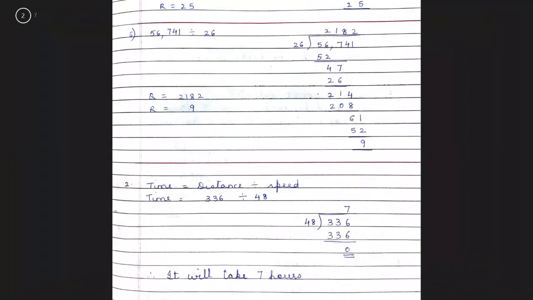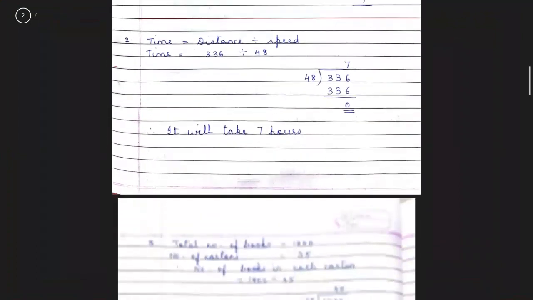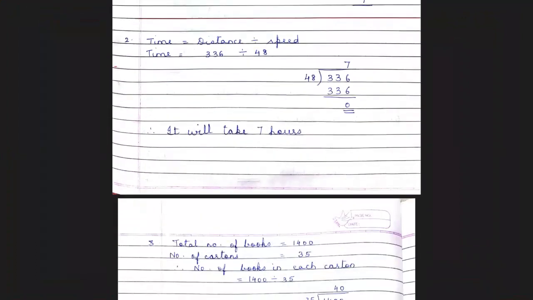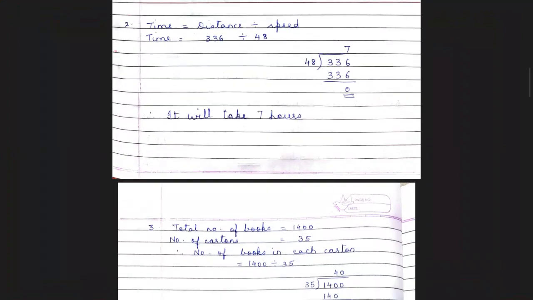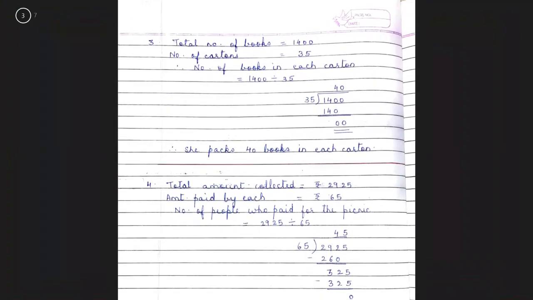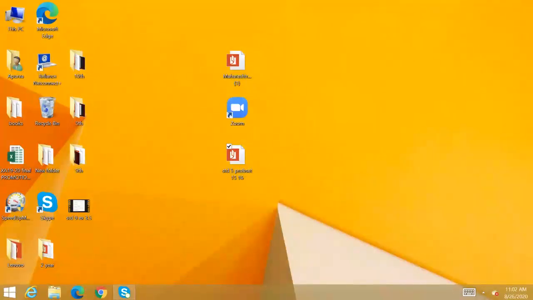There is a formula which connects time, distance, and speed. So time is equal to distance divided by the speed. 336 kilometers divided by 48 kilometers per hour. So 336 divided by 48, it goes 7 times exactly. And therefore your answer is, it takes 7 hours to travel that distance. Okay. Next, we go to question number 3.